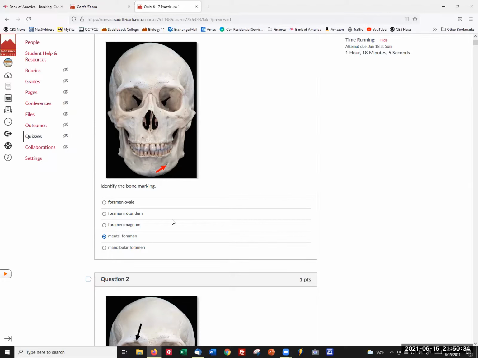Take a look at that portion. Well, of course, go ahead. I definitely knew that it wasn't the top 3, and the mandibular foramen didn't sound right.